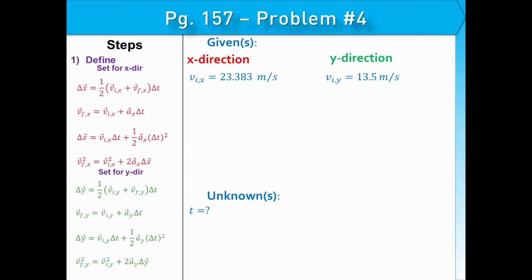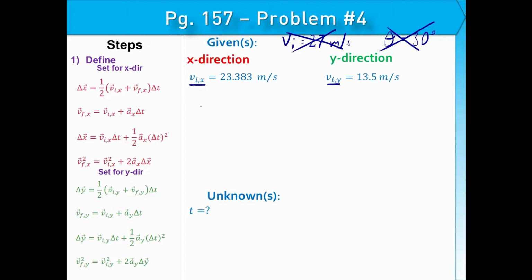You may notice that I don't have the initial velocity of 27 meters per second, nor the angle of 30 degrees listed as my givens anymore, because these two values' only purpose was to get this and this. Once I found these two values, I will no longer need this and this. So now I can move on with the problem.